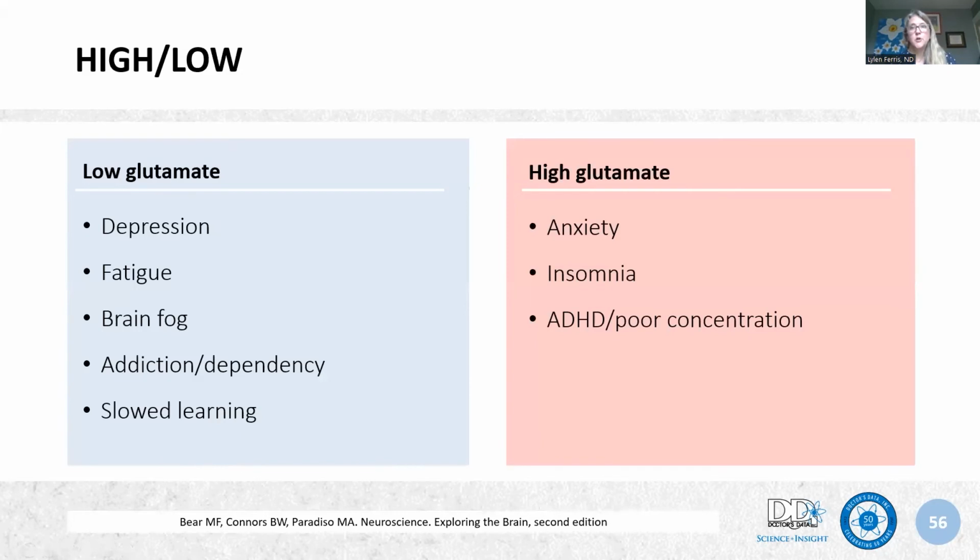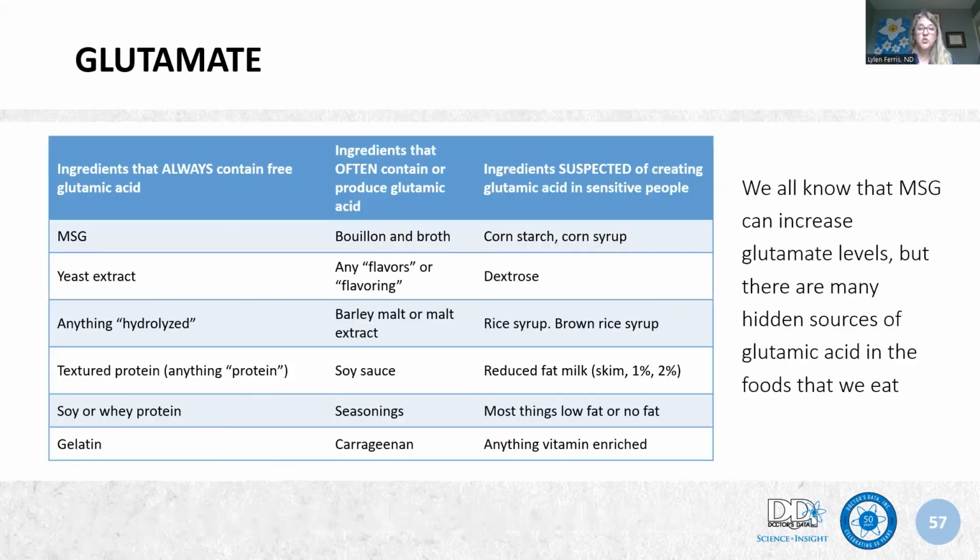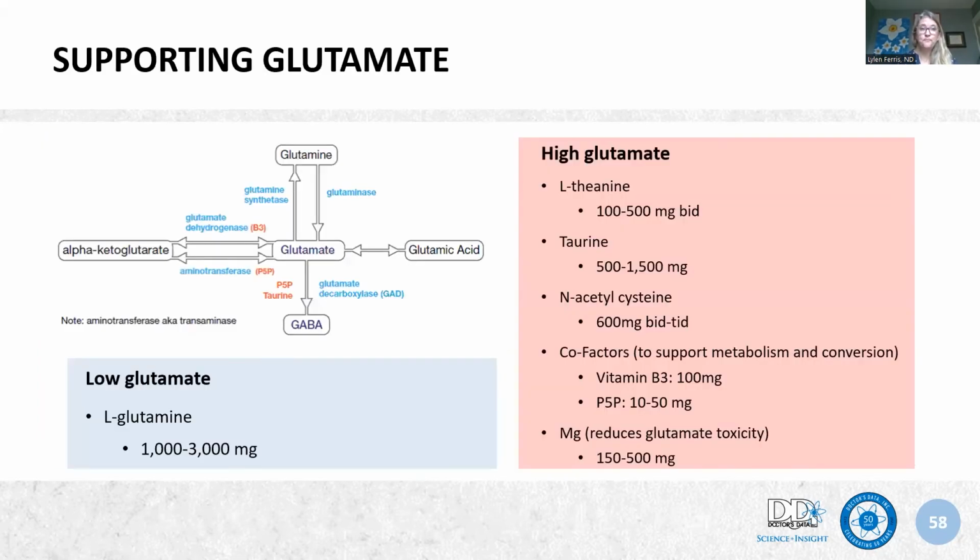Since glutamate is excitatory, pathologies correlated to high levels include anxiety, insomnia, ADHD, and poor concentration, whereas low glutamate levels are associated with depression and brain fog, addictions, and learning difficulties. MSG and glutamic acids in foods can contribute to glutamate elevations. And so if you find elevated glutamate on your patient's test results, you may want to talk to them about their diets. And here are some ideas for supporting low and high glutamate.